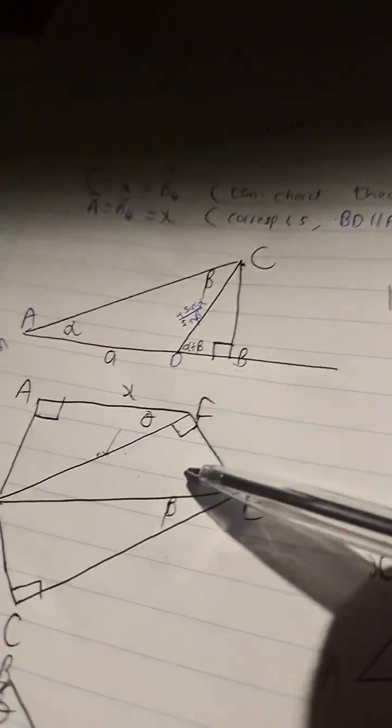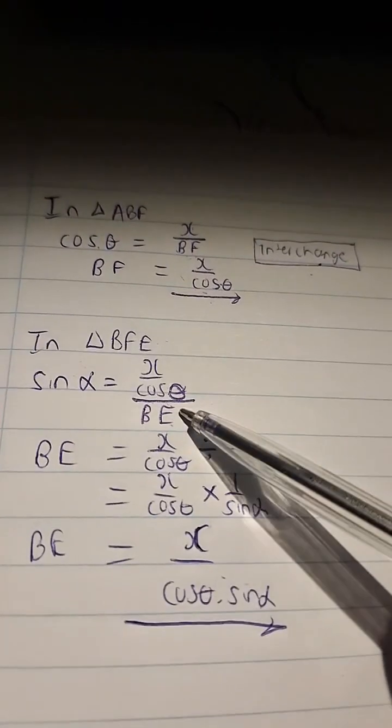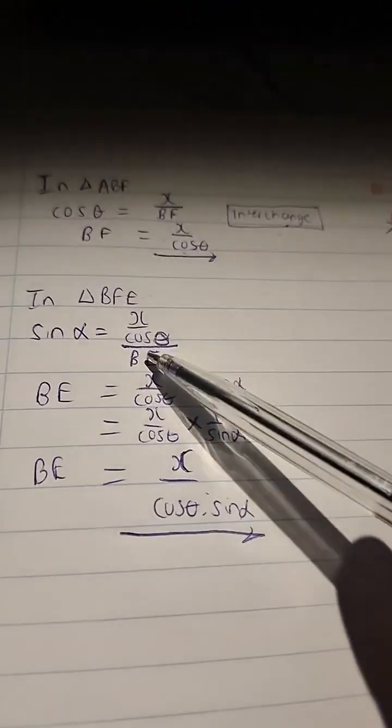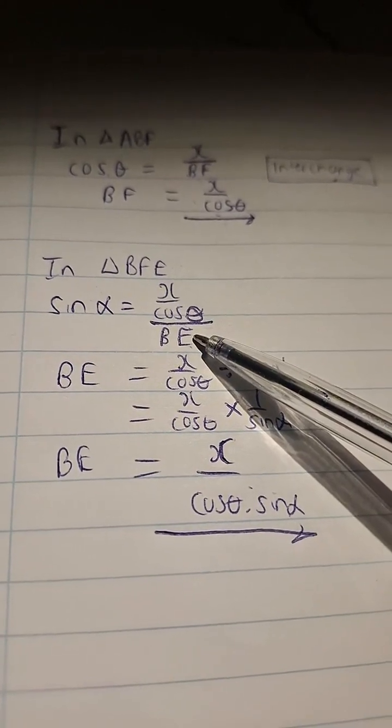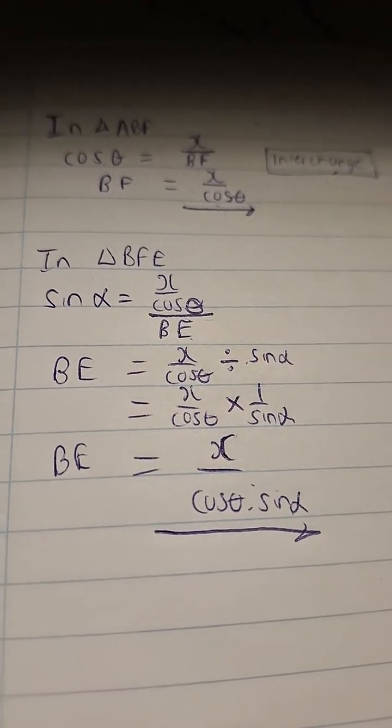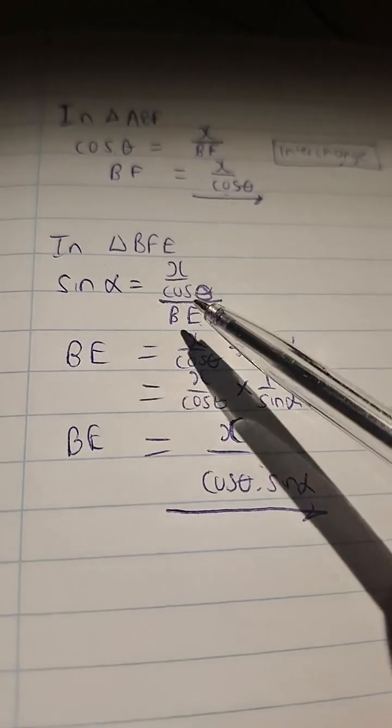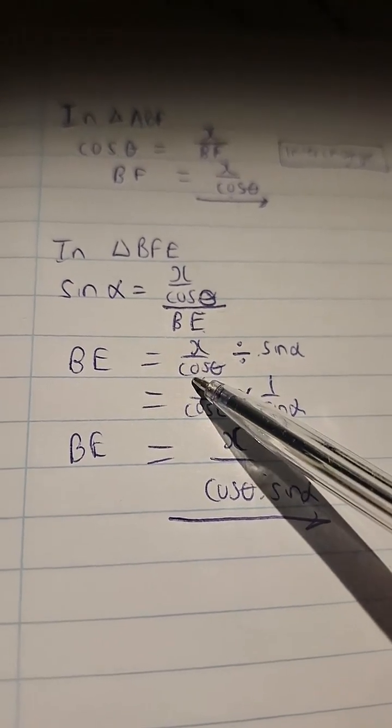X over cos theta, which is BF, over what? BE, which is the hypotenuse. Then what did we do? We interchange between sine alpha and BE. So that's why we have BE is equal to x over cos theta.